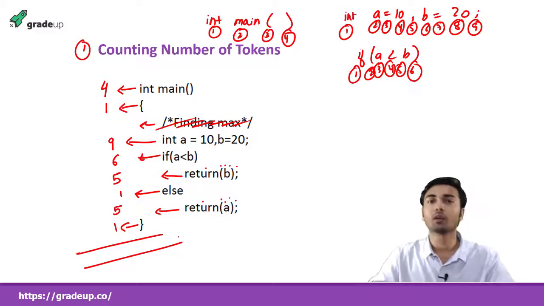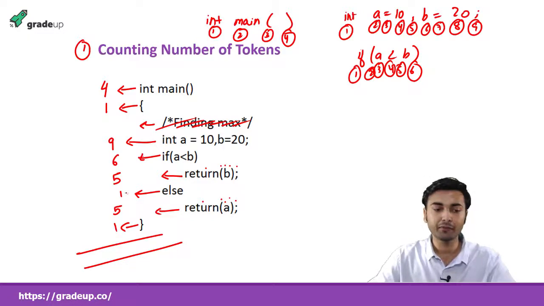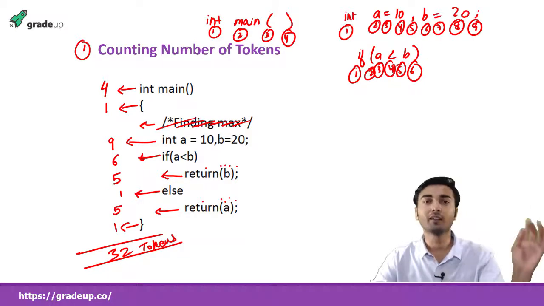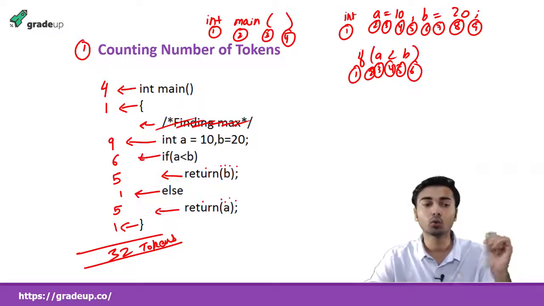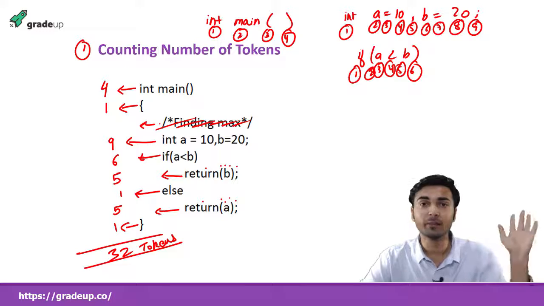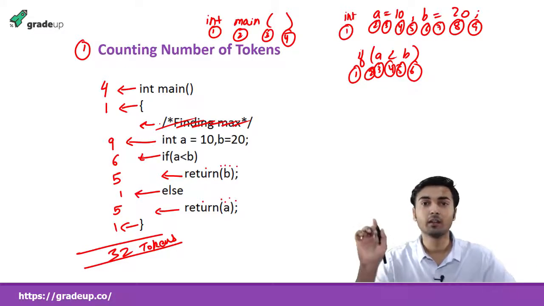Now do the total. 4 plus 1, 5. 9 plus 5, 14, and 6, 20, 25, 26 and 5, 31 and 1, 32 tokens. So 32 is the answer. That's how you need to find the tokens. That's why I said that time: please remember, comments are skipped. Got it? Any problem in this?